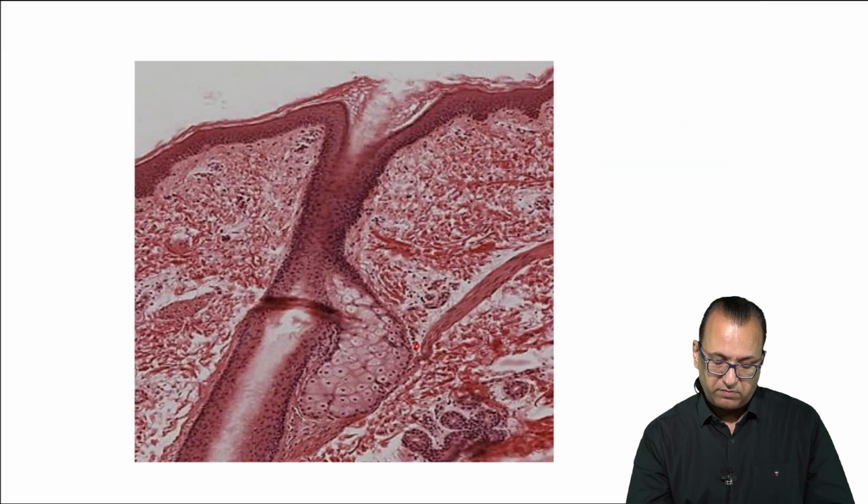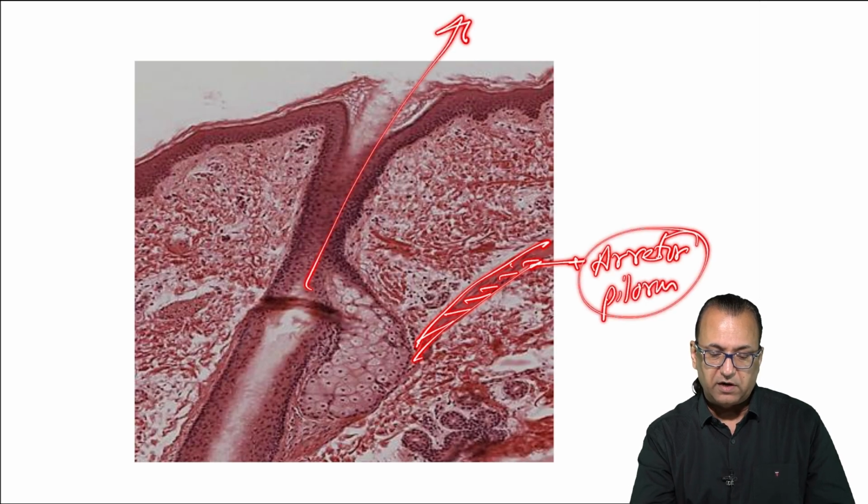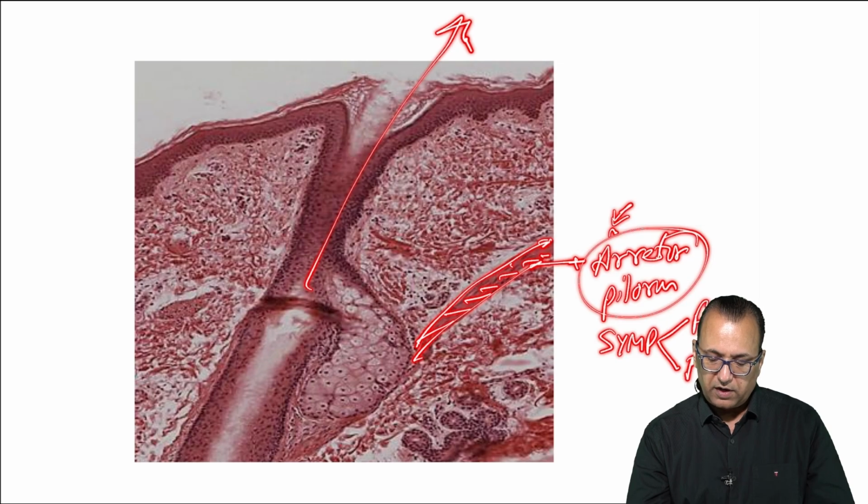Here you can see some muscle also, which is erector pili, smooth muscle. This is erector pili, the smooth muscle, and this is to erect the hair follicle under sympathetic system. Fight and flight, goosebumps, that is done by erector pili under sympathetic system. Emergency situation, and here you will see the hair is erected, goosebumps, that is what we are talking about.